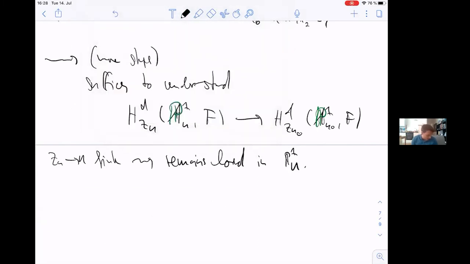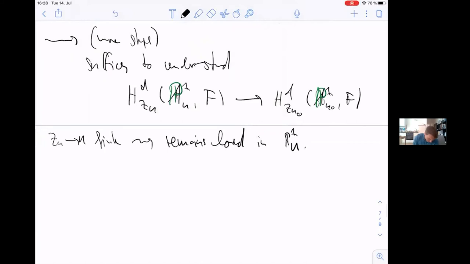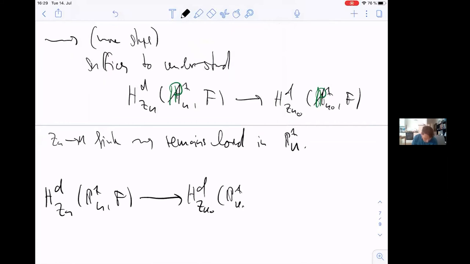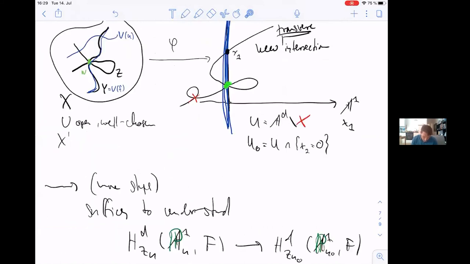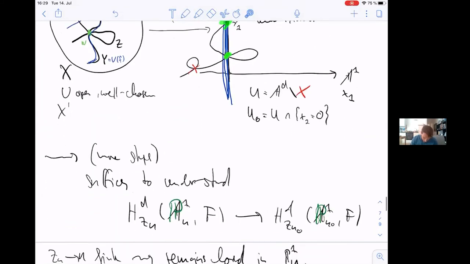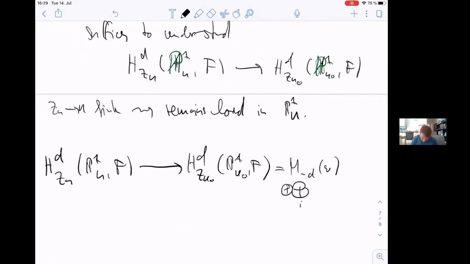And now what can I do? Okay, so I have this H D Z U, P1 over U with coefficients in F. And I'm supposed to pull it back here to H D Z U 0, P1 over U 0 with coefficients in F. However, this Z U 0 is basically just finitely many points. So this group here, I can work out using the Rost-Schmid complex. So that's just M minus D of W. So that's this point. And then maybe there's some other points which we have to deal with. Plus a whole bunch of points, the sum over i of M minus D of Y i. So these annoying new points.